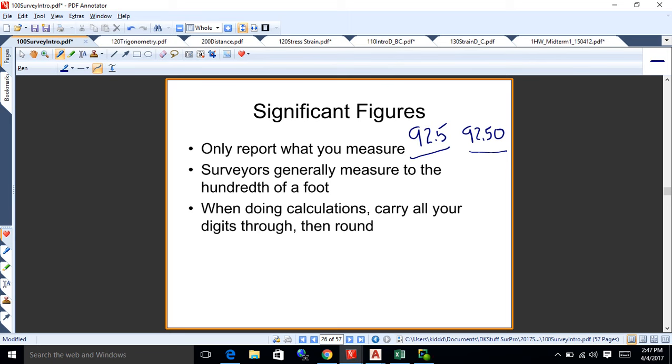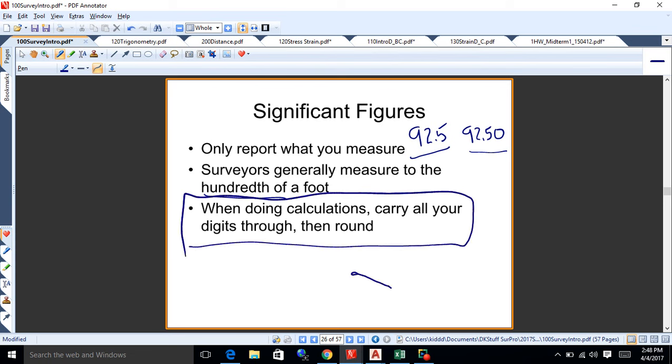Y'all understand the difference there? It has to do with how accurately they tried to make the measurement, and they take this stuff seriously. So figure out what you're measuring to and write it down that way. I'll be looking for this on the work that you do because it's important, okay? So when I'm doing calcs, I carry all my digits through. I round when I'm done, okay?